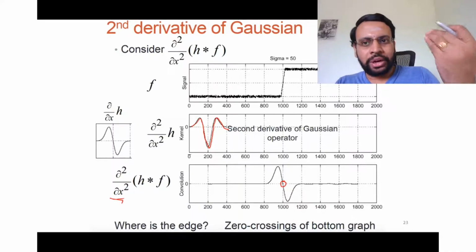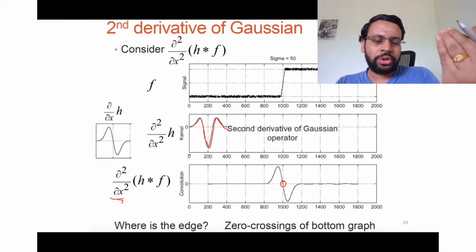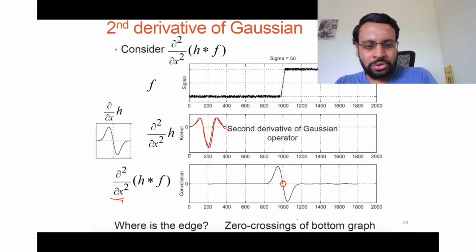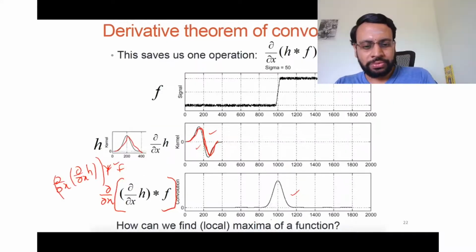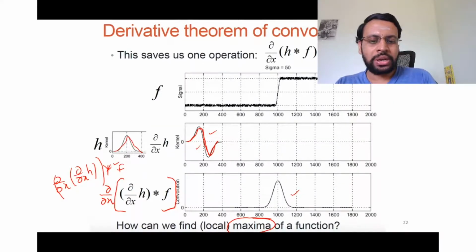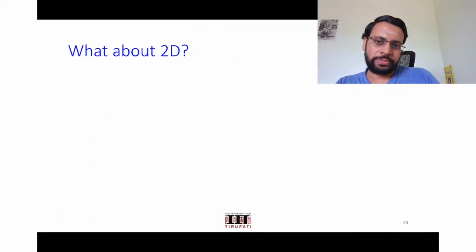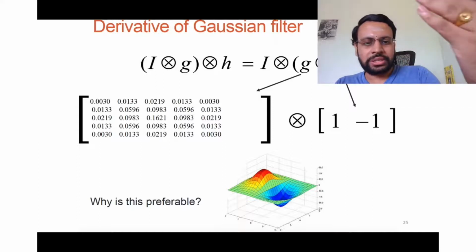And when you are computing the second order derivative, if you want to look at edges, you simply look at zero crossings. That would give you where the edge is. If you are using the first order derivative, then you look for local maxima. That would give you where the edge is. So as I mentioned, that's in the case of 1D.